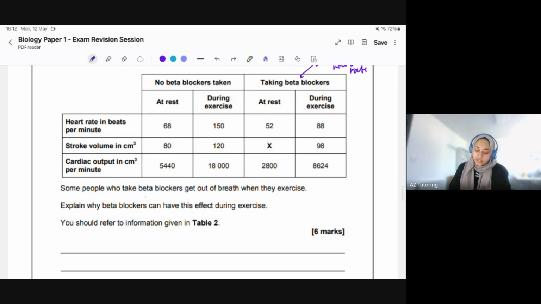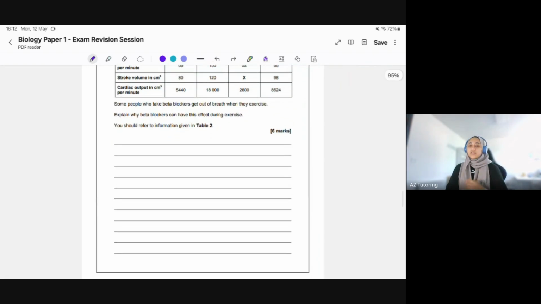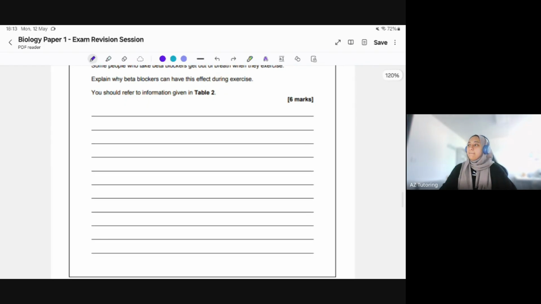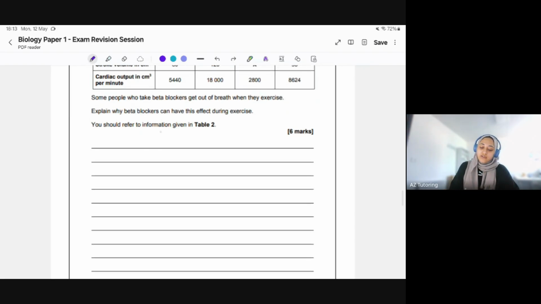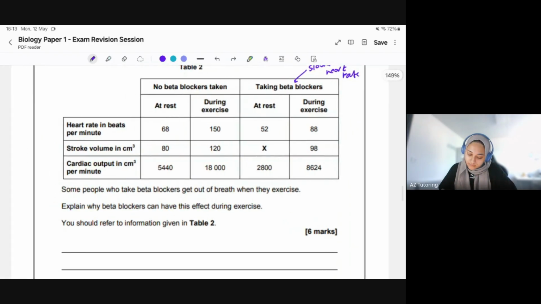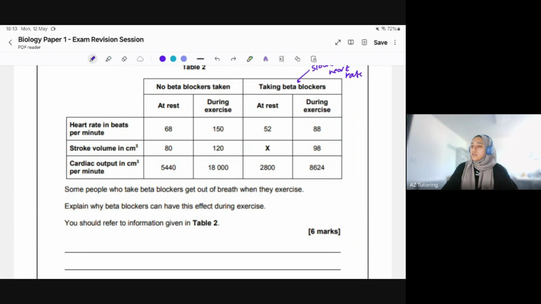It says here some people who take beta blockers get out of breath in the exercise. That's because they're not aerobically respiring because there's not enough oxygen. So that's what's happening. Explain why beta blockers can have this effect during exercise. You should refer to the information given in table 2. So everything we've just basically discussed, before even reading the question, is the answer to this. And the most important thing is referring to the information in table 2. There's a reason they've given you it. This X value here, I think I missed the question on that and what that should be.